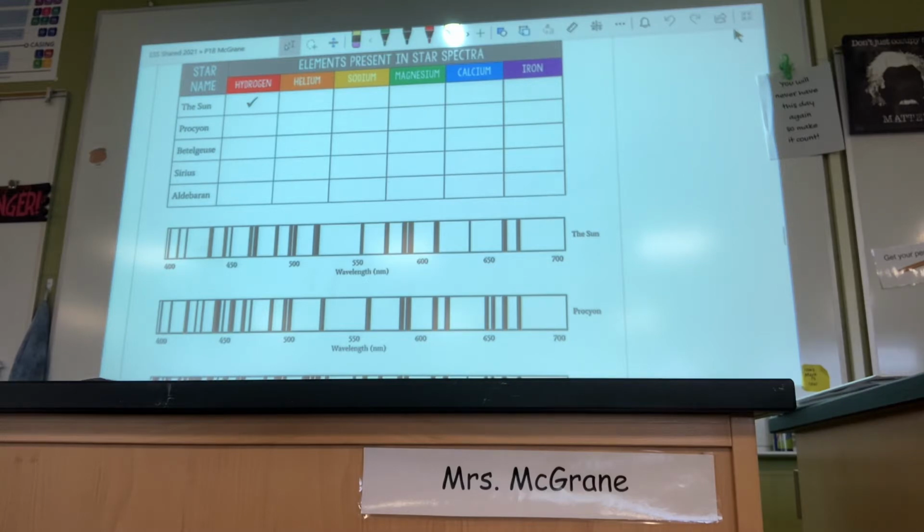Let's check our work. All right, let's go ahead and go through the sun. We know that the sun has hydrogen in it. Can someone tell me, does the sun have helium? Yes, so we're going to check that off. Does the sun have sodium? Yes. Magnesium? Yes. Calcium? No. Put an X in there. Iron? No. Let's go on to Procyon.